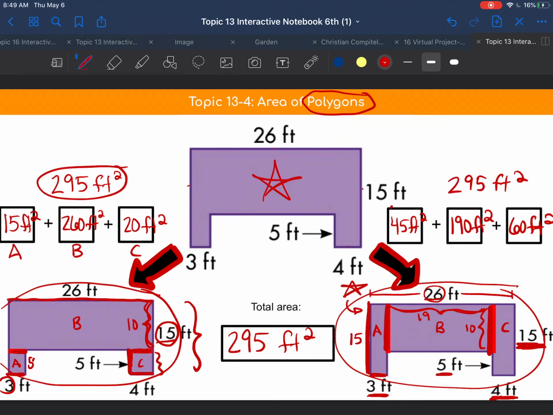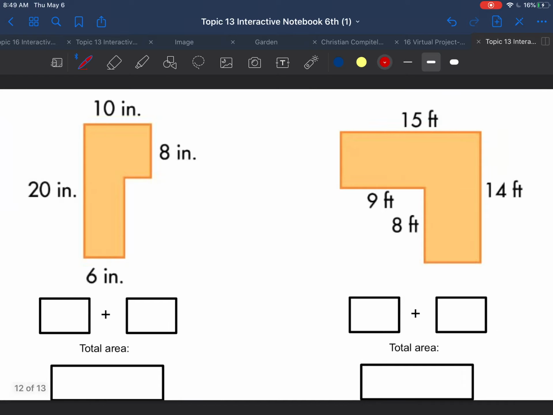So what you need to decide is what is easier for you to do. All right, so let's look at another example. This shape right here, what I want you guys to do, if you're a virtual student, I want you to go up on the top of the Google slide and insert a line where you could split this up. Okay, so you can split it up two ways.